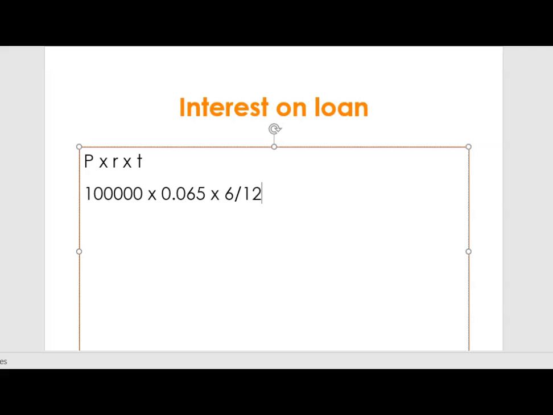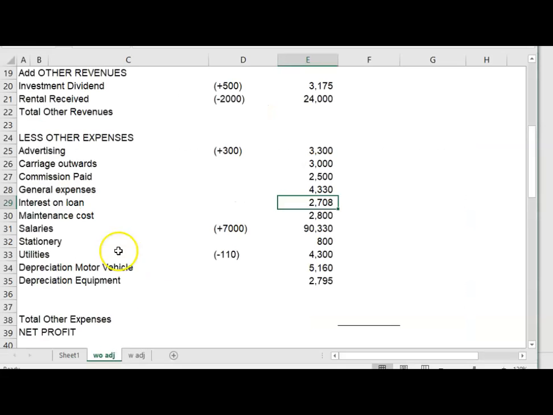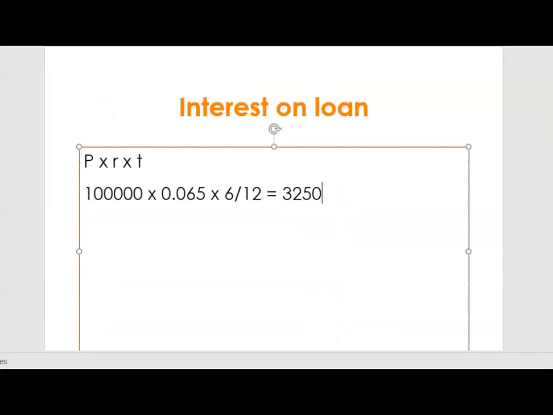So now you go to your calculator and calculate them. What is the amount of total interest on loan for the year? Once you have calculated, you will have this amount, 3250. This is the total interest on loan. But in your statement of profit or loss, you already recorded 2708. So you actually need to add to this amount to become 3250.